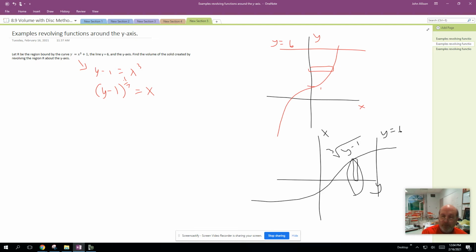We rotate it about the y-axis to get a disk. Remember, we're using the disk method. The width of the disk is dy, or the height of the disk is dy. The radius here is y minus 1 to the 1/3.